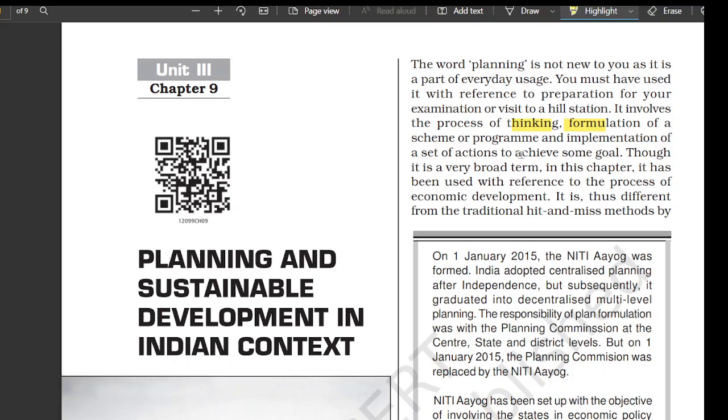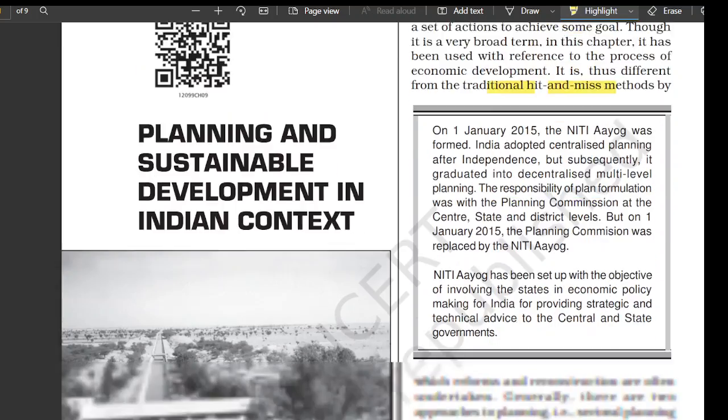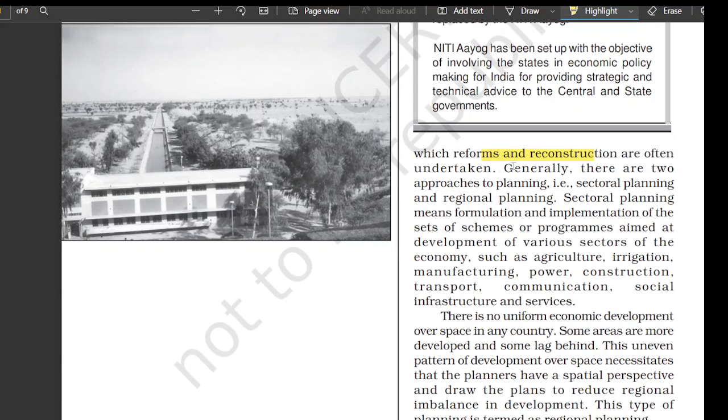Though it is a very broad term, in this chapter, it has been used with reference to the process of economic development. It is thus different from the traditional hit and miss methods by which reforms and reconstruction are often undertaken. Generally, there are two approaches to planning: sectoral planning and regional planning. Sectoral planning means formulation and implementation of the sets of schemes or programs aimed at development of various sectors of the economy such as agriculture, irrigation, manufacturing, power, construction, transport, communication, social infrastructure, services.